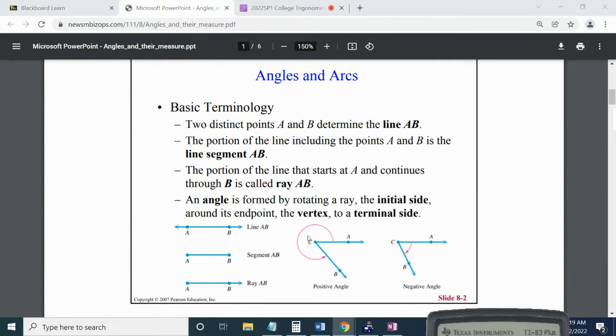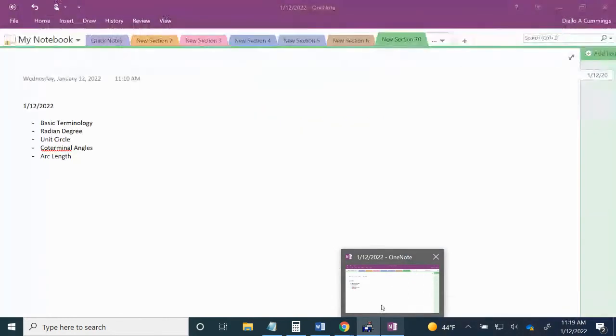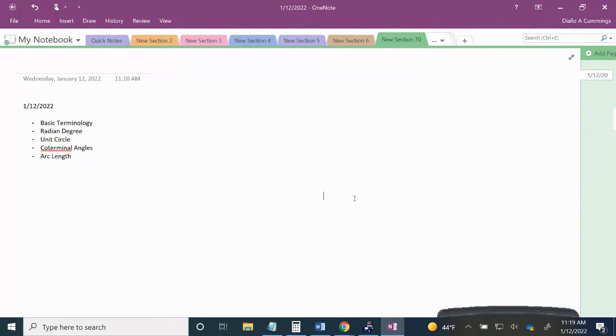Now, next we have what are called angles. An angle is just two rays that meet at a point, and that point is called the vertex. When we're writing out angles, there are a couple of ways that we can write out an angle. I'm going to go to OneNote for just a second.